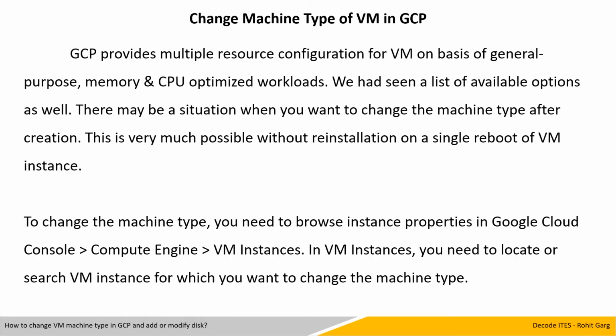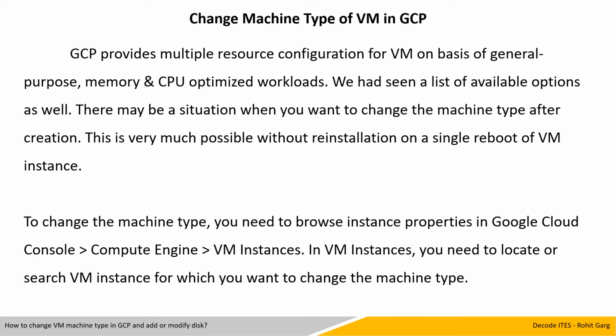Change machine type of virtual machine in Google Cloud Platform. GCP provides multiple resource configurations for virtual machine instances on the basis of general purpose, memory, and CPU optimized workloads. We have seen a list of available options as well. There may be a situation when you want to change the machine type after creation. This is very much possible without any installation, on a single reboot of the VM instance.